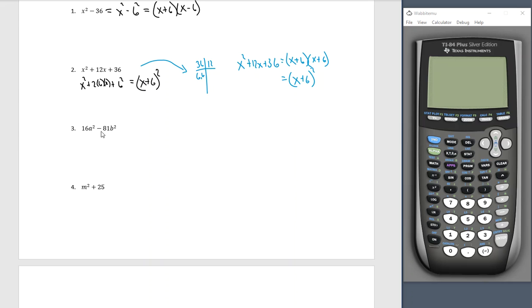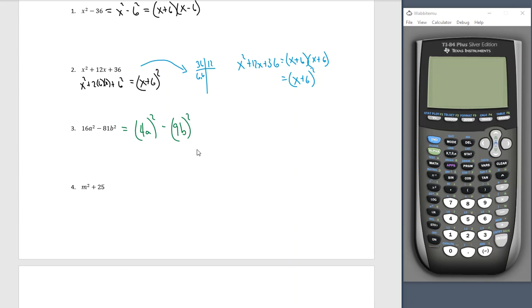Okay, I see two terms. So I'm thinking difference of squares or sum and difference of cubes. It's a difference. A is squared, b is squared, but let's check the numbers. Oh, look at that. 16 is 4 squared. So 4a all squared minus, see, 81 is a perfect square. That's 9. B squared is a perfect square.